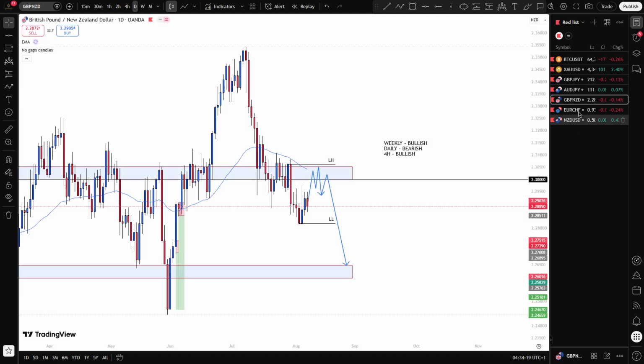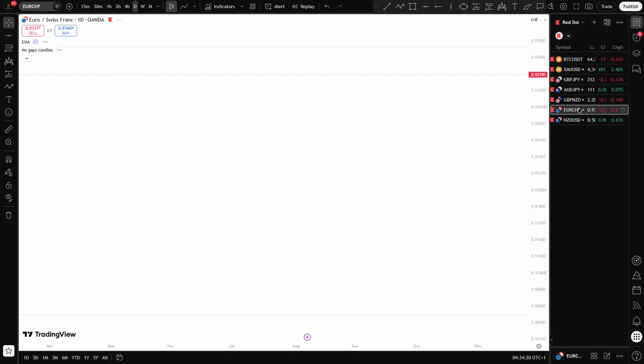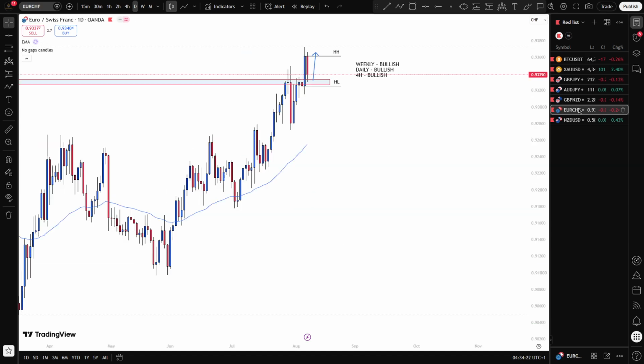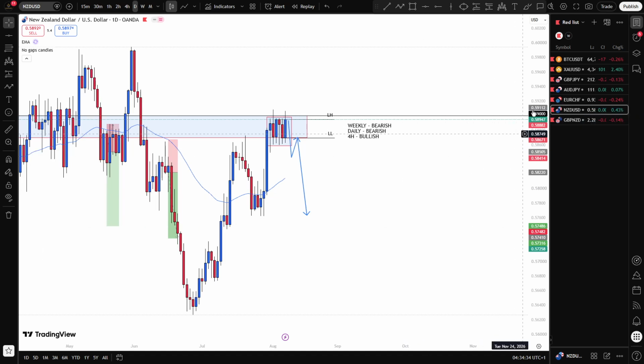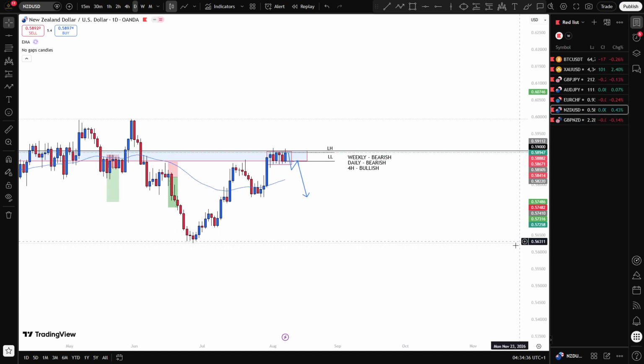GBPNZD, we are not close. We still need the retest. This one too is closer, so I'll shift this up. And then the USD, we are closer. Okay, we're still closer and closer. So those are the pairs for this week.